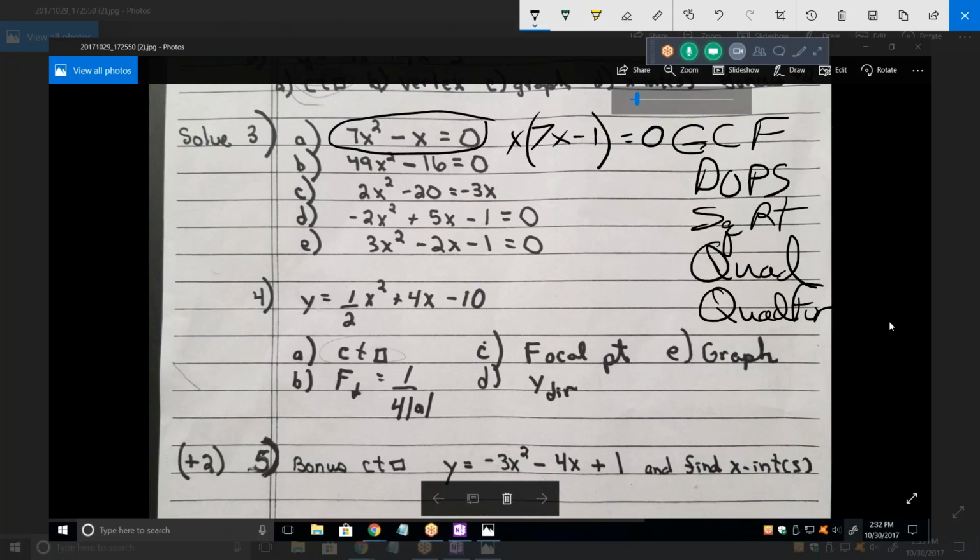Now, the fact that I have x times 7x minus 1 equals 0, I have two solutions. What are they?